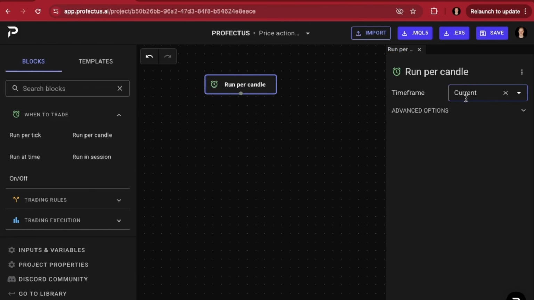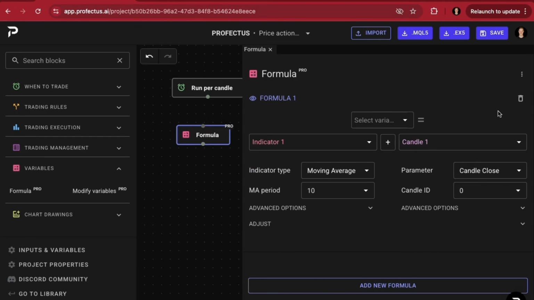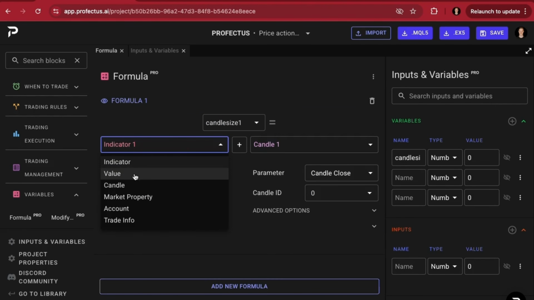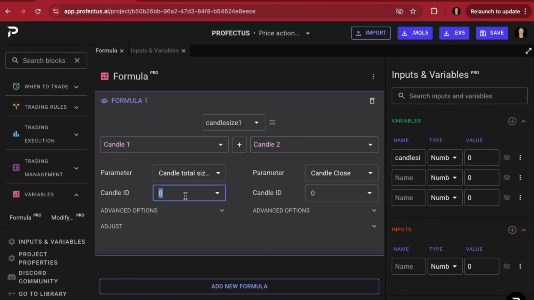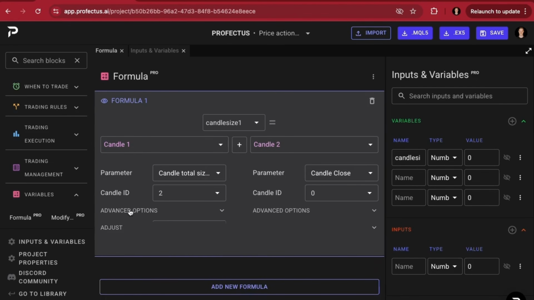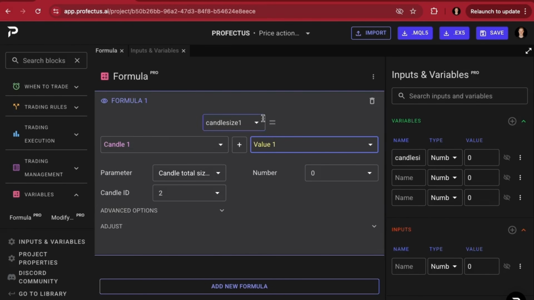We keep it on current. Then we will need a variable block, which we need to figure out the total candle size. So we only need to pick it from the list. Then on the left hand side, we go for candle, and for the parameter, candle total size in pips. Candle ID number 2. Advanced options, we keep all as is on the current time frame. And then here, simply value 0. So we simply fetch the candle total size.